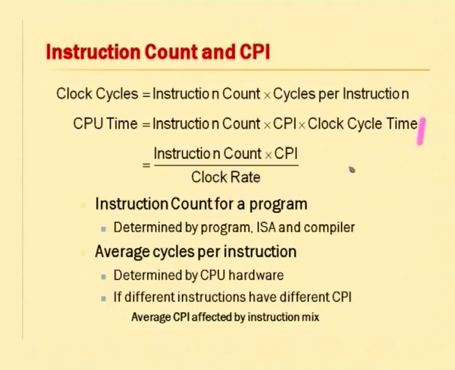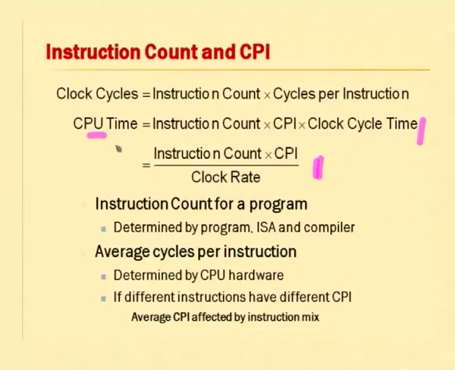Now these two forms of this equation which gives us the CPU time are very important with respect to understanding the performance of a processor. So we always come back to this, so please remember this. CPU time is instruction count, or what we call IC, into CPI, which is the clock cycles per instruction, and the clock cycle time. Product of these three terms gives us the CPU time.